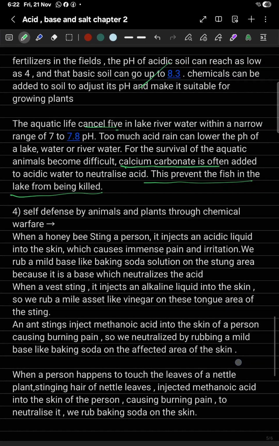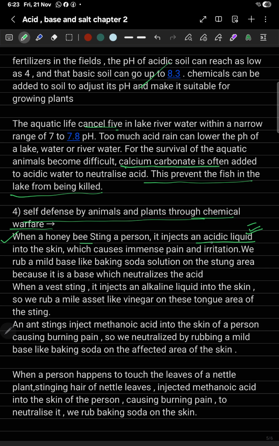Now the next point is self-defense by animals and plants through chemical warfare. We find a number of examples here: honeybee sting, wasp sting, and nettle sting. They protect themselves from the outer environment. First example: when a honeybee stings a person, it injects an acidic liquid. Just keep this in mind and learn it.